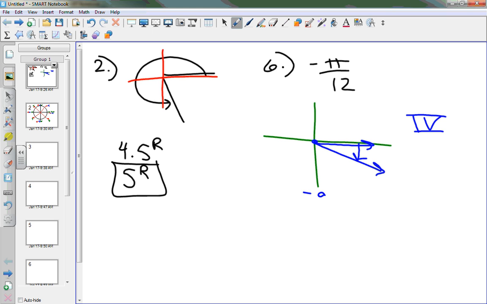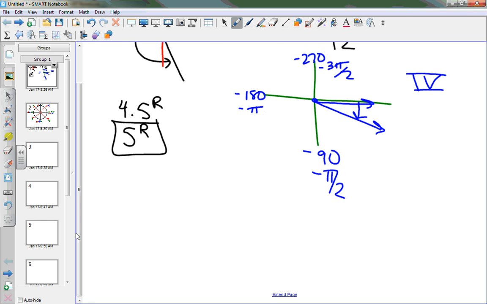If it's negative, I actually have negative 90, which is negative pi over 2. I have negative 180, which is going to be negative pi. I have negative 270, which is going to be negative 3 pi over 2. Can you see that? Everything swaps. Yes? Okay? Now, that was A.